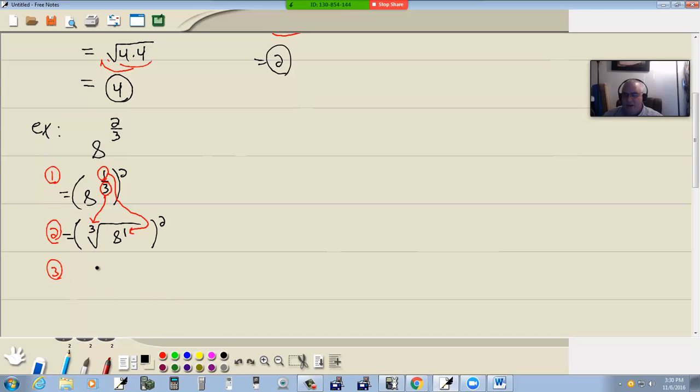Step 3, simplify the radical. Well, we got the cube root of 8, and 8 we can rewrite as 2 times 2 times 2. Now our index is 3, so we're looking for a set of 3 of something. Here's 3 2's, so 3 2's is going to come out in front as a single 2. So we got 2 squared. And then step 4, simplify what's left. 2 squared gives us 4. And that would be our answer.